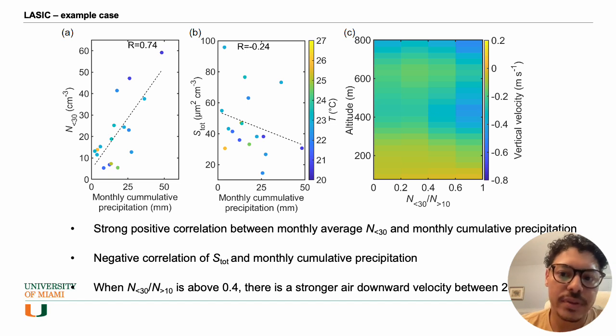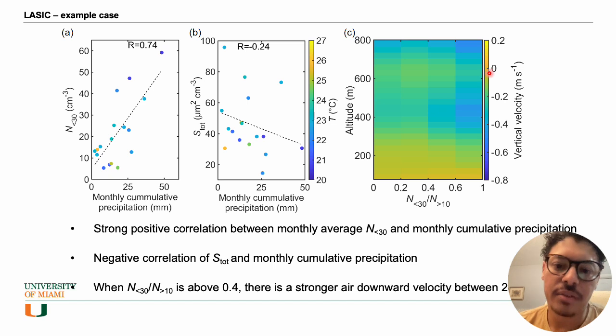On panel B, we see that there is a negative correlation between the surface area and the monthly cumulative precipitation, and this can be explained by continuous entrainment of biomass burning aerosols from the free troposphere to the boundary layer, and also by the continuous generation of sea spray aerosols that contribute to the concentration of aerosol surface area. And the fact that there is no strong correlation between N below 30 and the surface area at Ascension Island again suggests that these newly formed particles are likely transported.